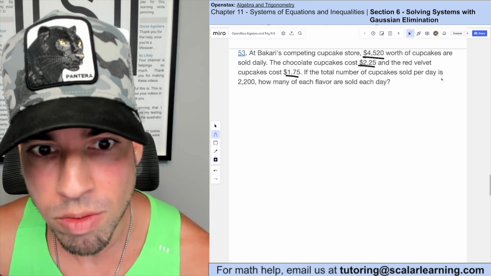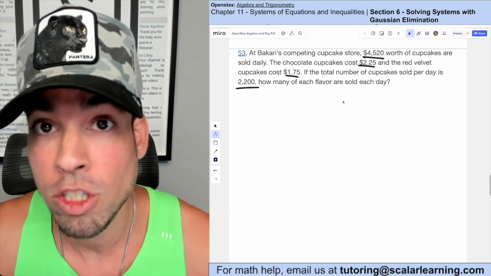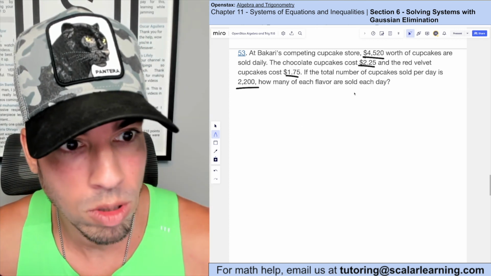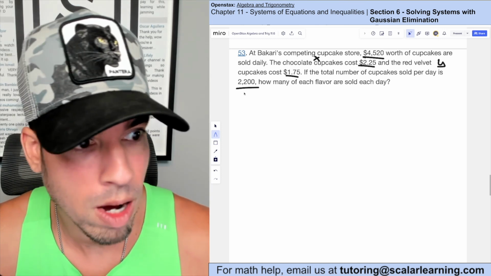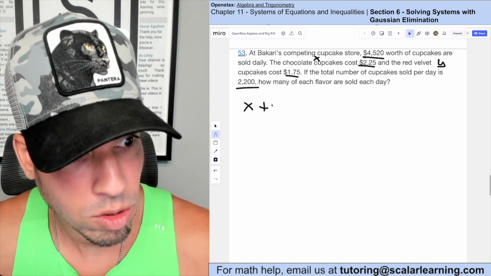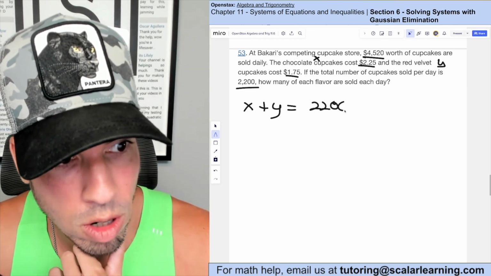If the total number of cupcakes sold per day is 2,200, how many of each flavor are sold each day? All right, so first, let's set this up into a nice equation. So we'll say chocolate is X, red velvet is Y. So we say X plus Y, these are the numbers of each, is equal to that total of 2,200.